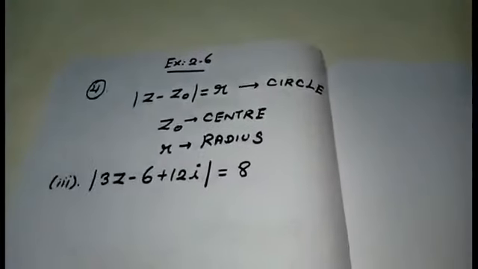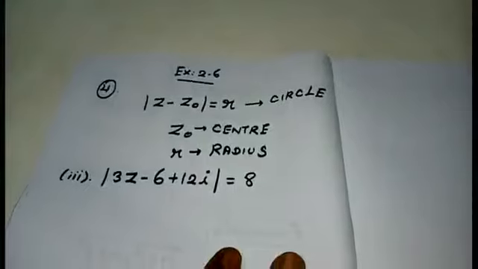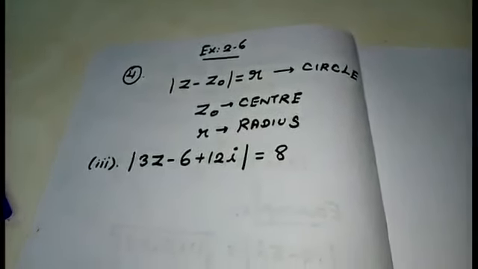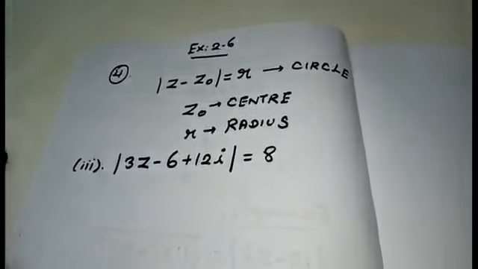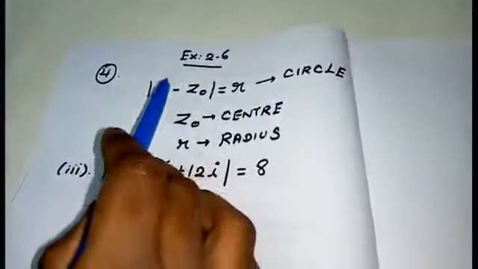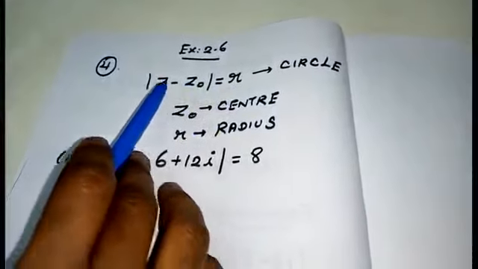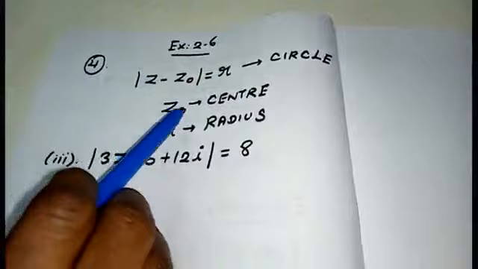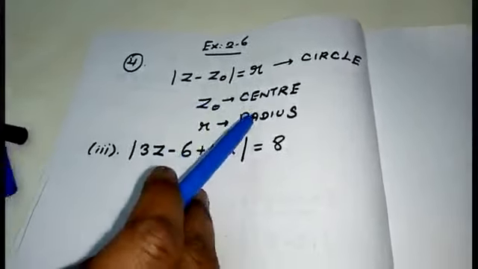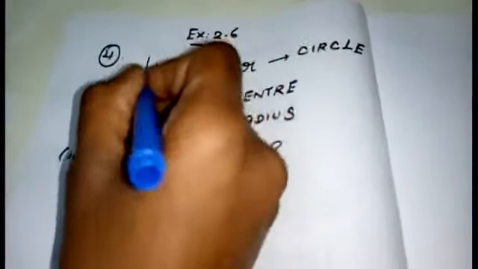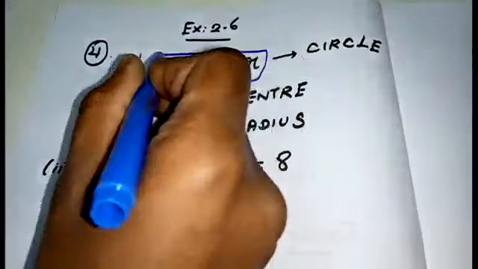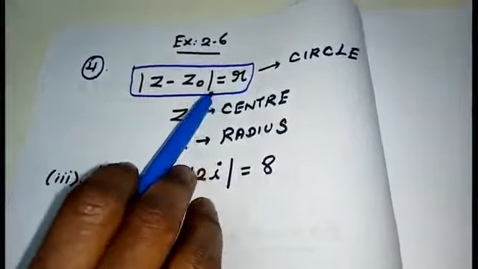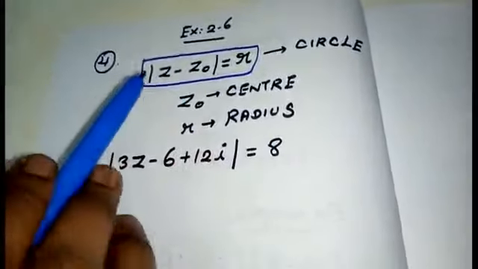Exercise 2.6, fourth sum. Fourth sum, we are going to use this formula, that is modulus of z minus z naught equal to r. This represents the equation of a circle in complex numbers. Z naught is nothing but the center and r is the radius. We are going to do the calculation based on this formula, that is modulus of z minus z naught equal to r. In question 4, I am going to take the third one.